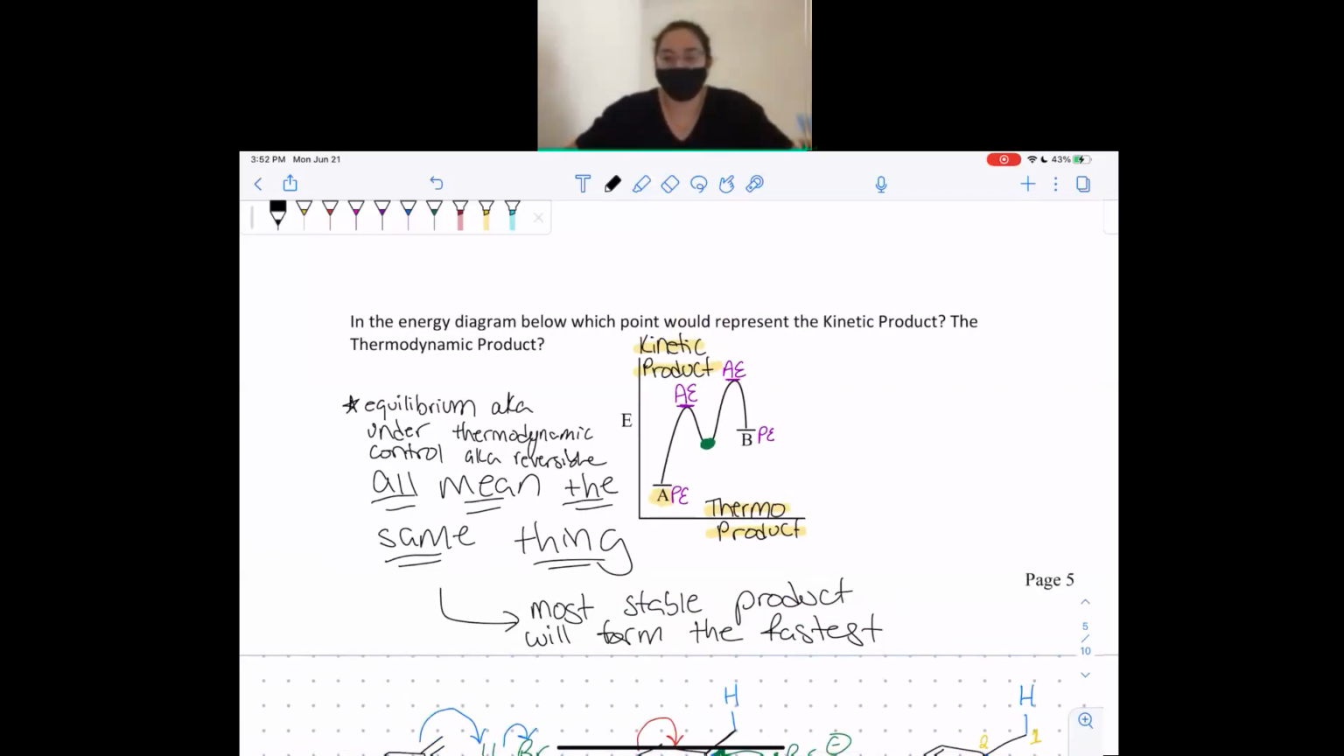Any questions? Wait, which one exactly is the thermodynamic product again? B, right? No, in this example, A is going to be both the kinetic and the thermodynamic. The thermodynamic product is the one with the lowest potential energy. Since we know A is lower on the graph, that has to have the lowest potential energy, so it's the most stable. And then we know that lower activation energy means kinetic product. So the one with the smaller hill is going to be the kinetic product. Okay. Thank you. You're very welcome.